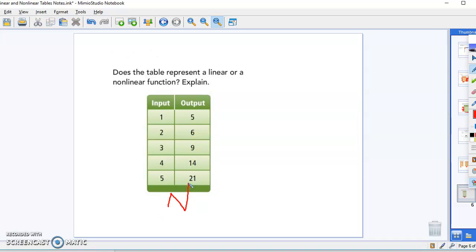But just keep in mind though, you do have to be careful because if your input is not going up by ones, you're going to want to look at the change in the y's over the change in the x to be able to determine if your table actually represents something that is linear or nonlinear.